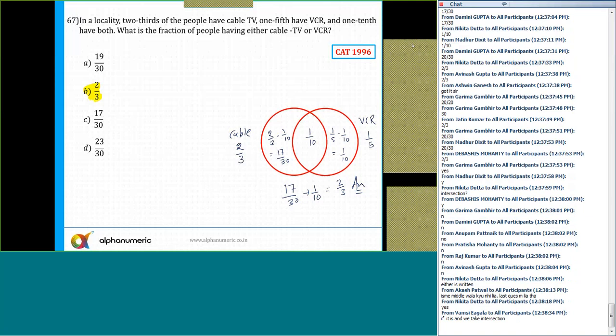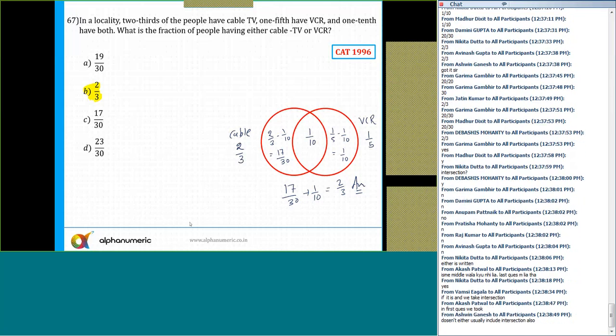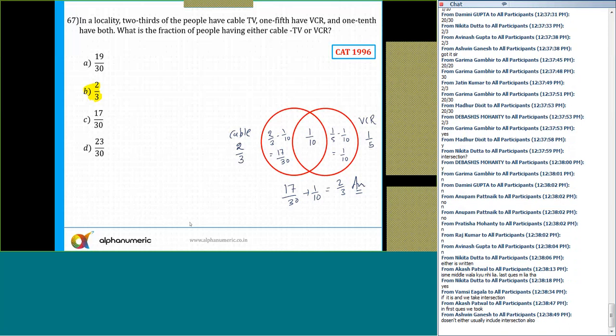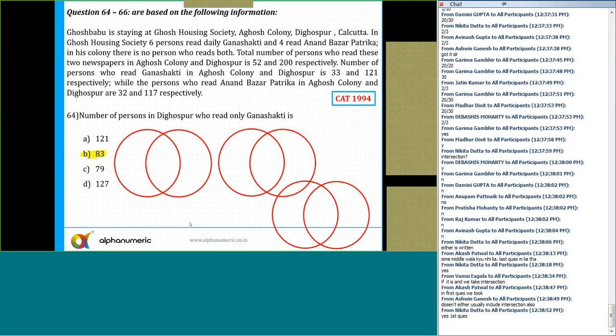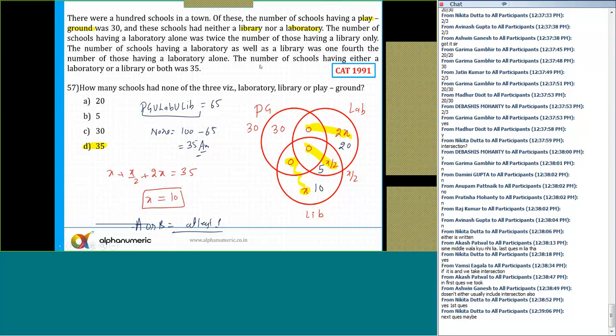Okay, if the question was simply what fraction of the people have cable TV or VCR, then you can take all the three, the sum of all this. First question. Let's see here. What is the first question, where it has been given the word either? Does the term either appear anywhere? Okay, yes, I think yes.